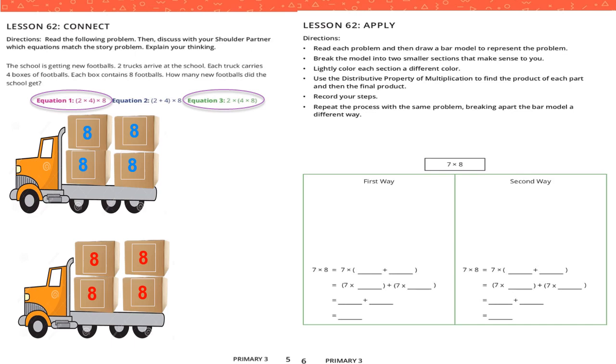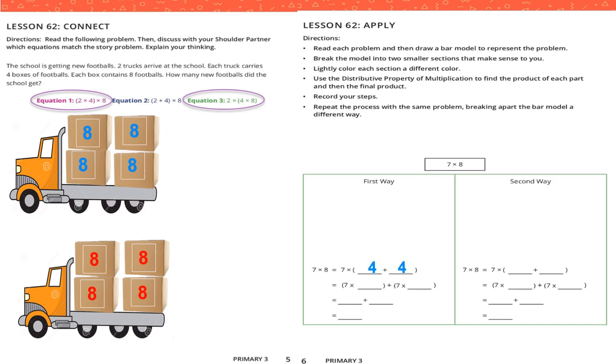Let's start with the apply part. I have here 7 times 8. I wanted to make it with the first way and the second way. This lesson is a revision on distributive property. 7 times 8. Let's start with the first way. First, I will split this 8 into 2 parts, which are 4 plus 4.